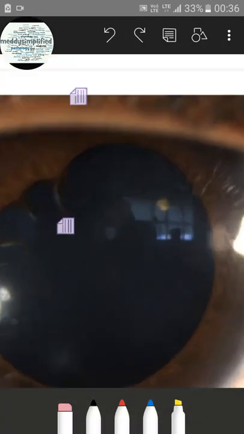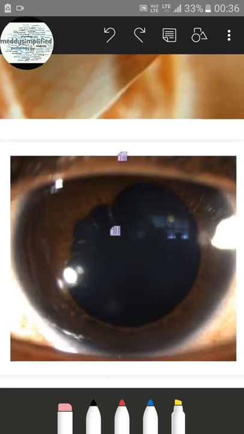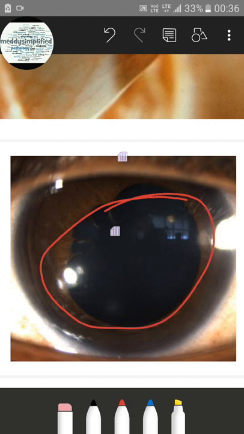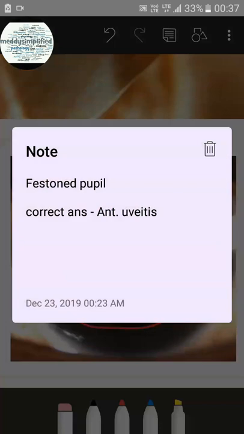This image is of festooned pupil, which is usually seen in anterior uveitis, and the correct answer was anterior uveitis for this.